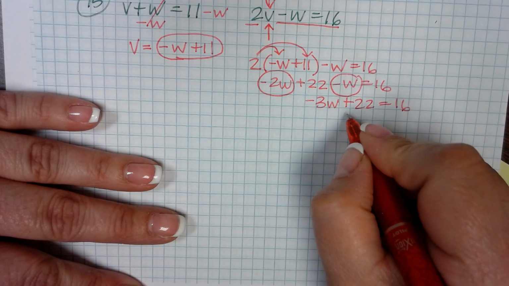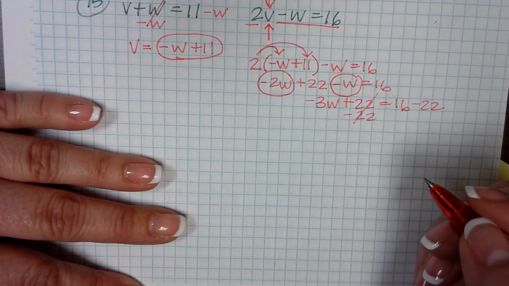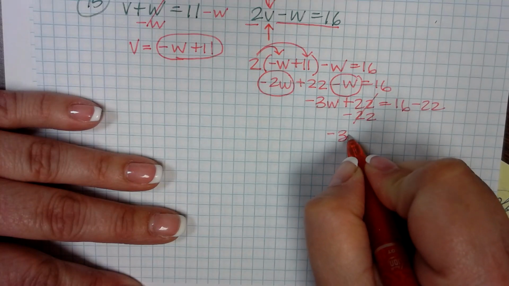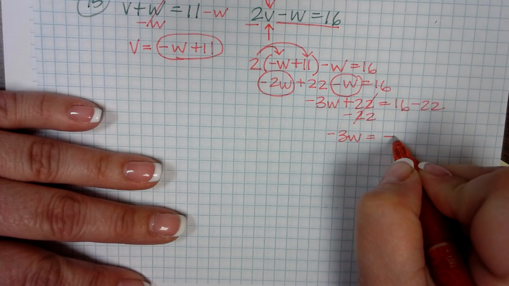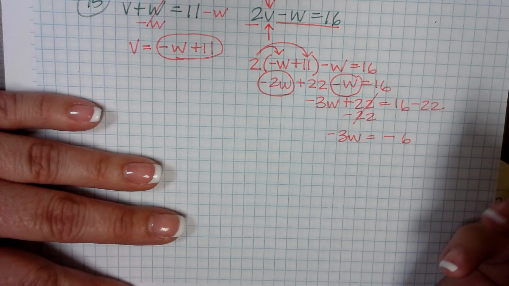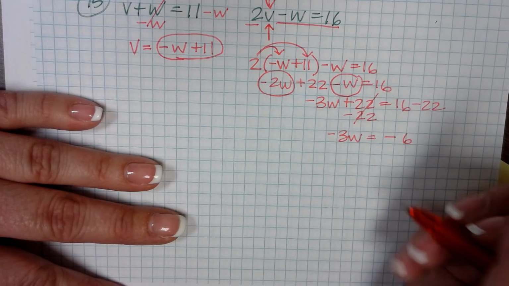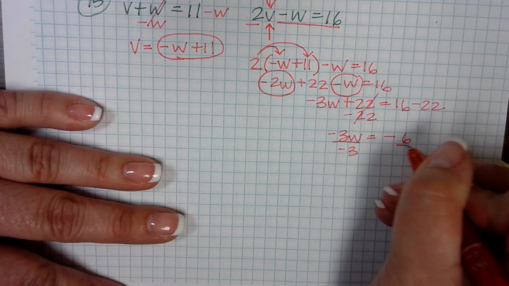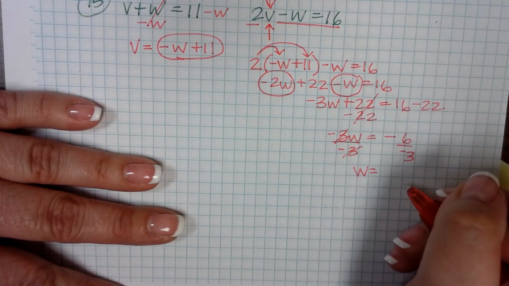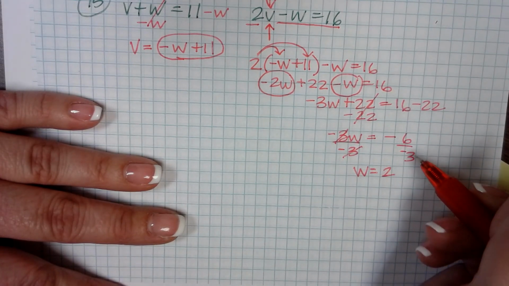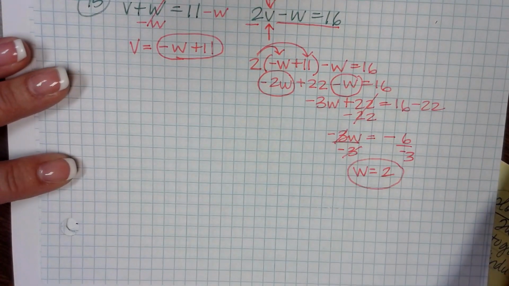I need to move my 22 over, so I'm going to subtract it on both sides. Canceling here, negative 3W is equal to a negative 6. And I get the W by itself by dividing by negative 3 on both sides, which leaves me with W equals a positive 2, because a negative divided by negative is a positive. All right, so here's my W.